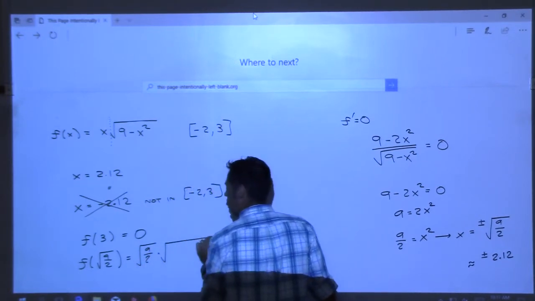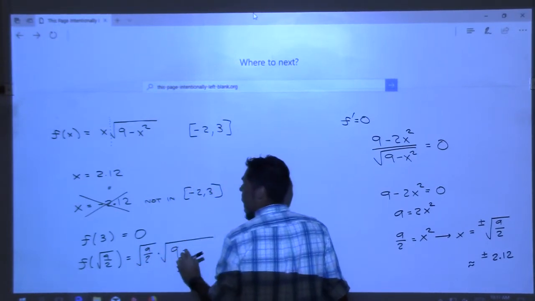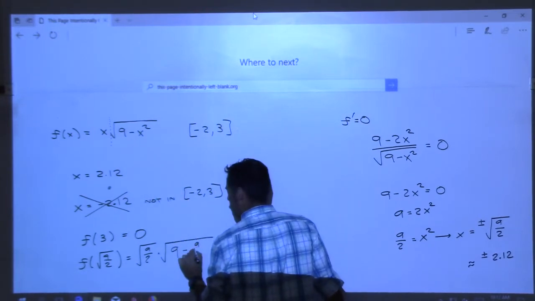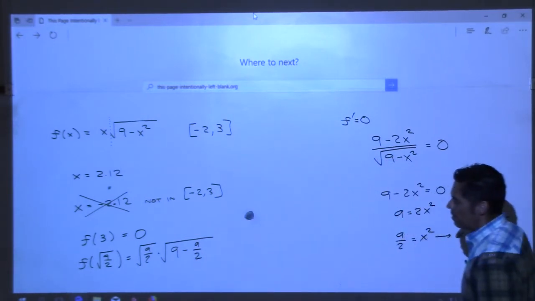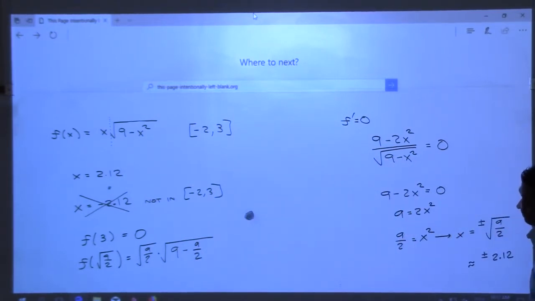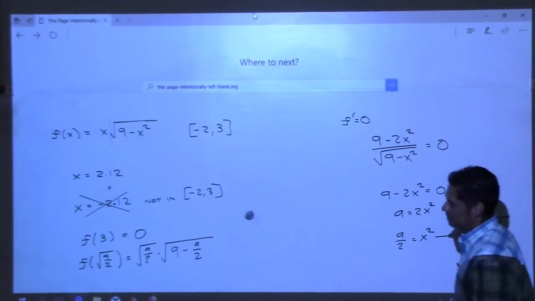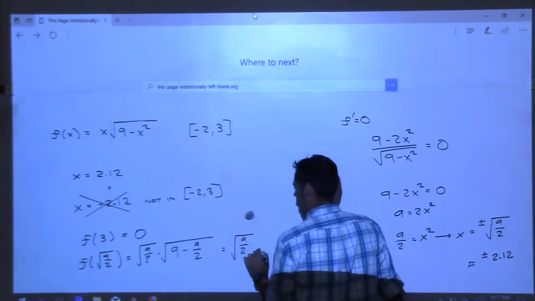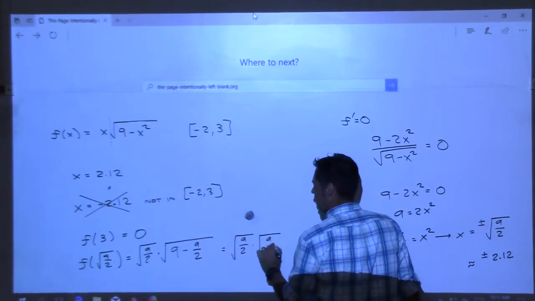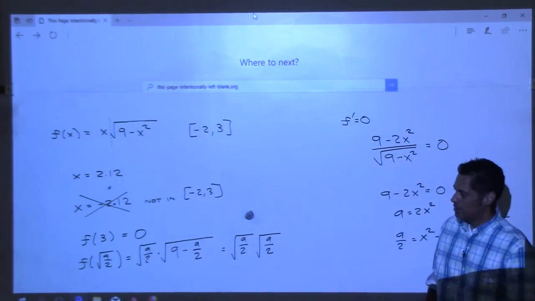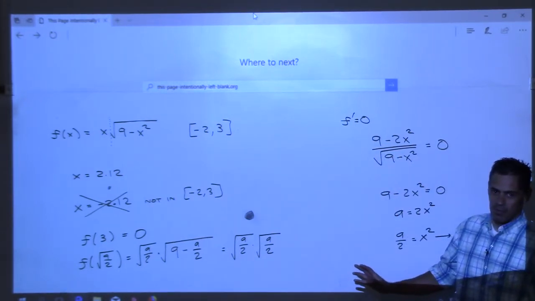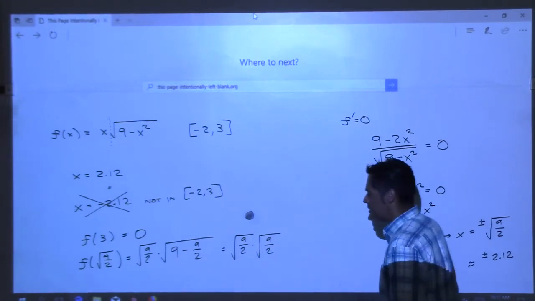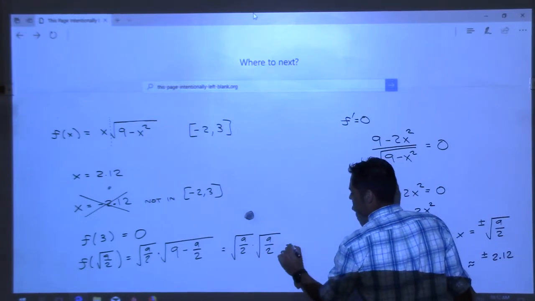times root of 9 minus, what happens if I take root 9/2 and square it? I get 9/2, the root goes away. What's 9 minus 9/2? 4.5. You should get 9/2 again. Notice I'm not using decimals. I just got a common denominator here, so it's 18/2 minus 9/2 is 9/2. And what's root 9/2 times root 9/2? 9/2.